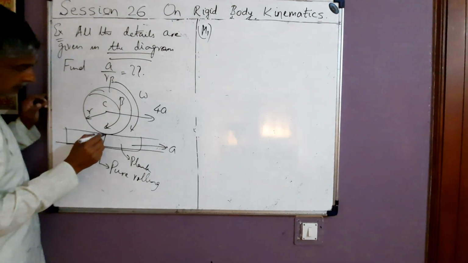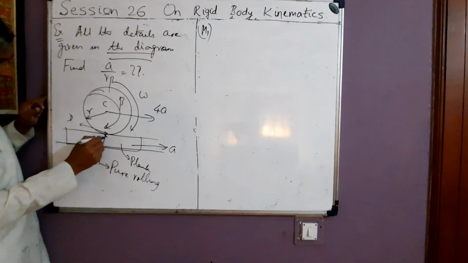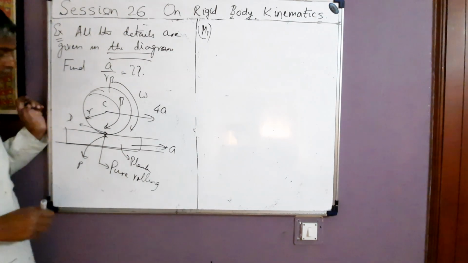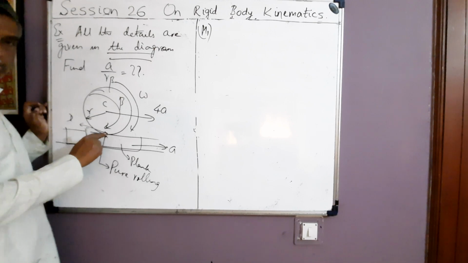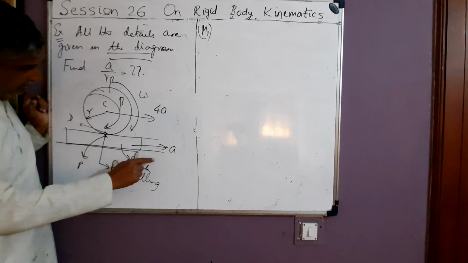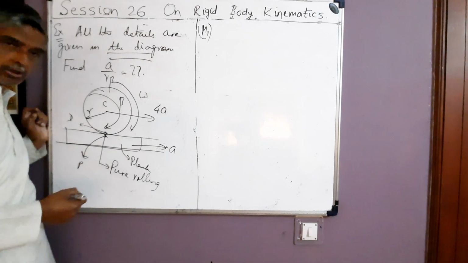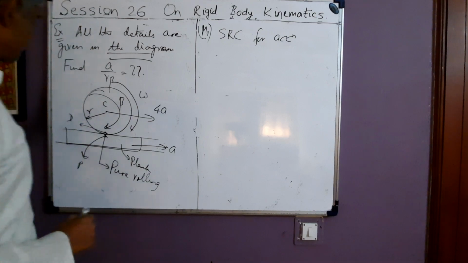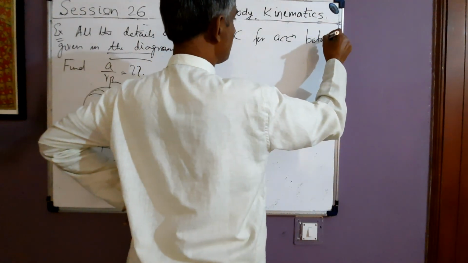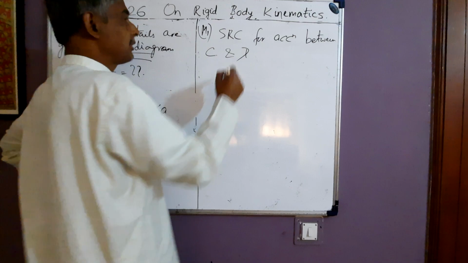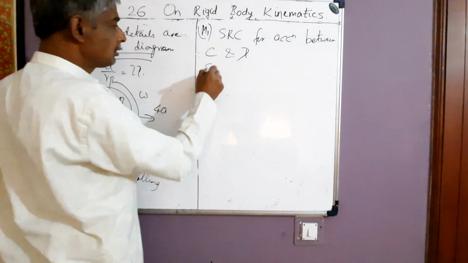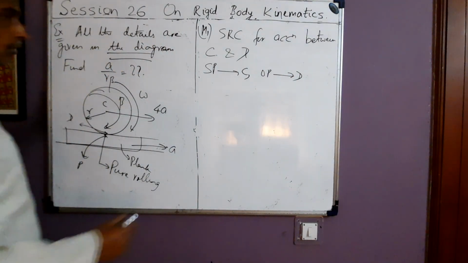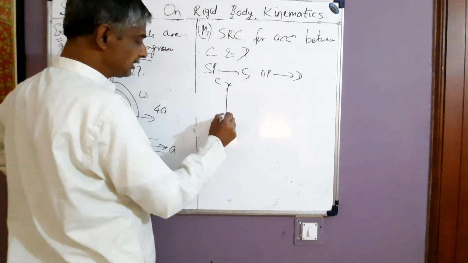This is the material point D of the drum, which is in contact with material point P of the plank. We apply method 1. We apply the SRC procedure for acceleration between C and D, get the acceleration of D, and equate its component along the tangent plane to the acceleration of P in the tangent plane. So SRC for acceleration between C and D: SP arrow C, OP arrow D. Now I draw the line joining SP and OP, which is simply vertical.